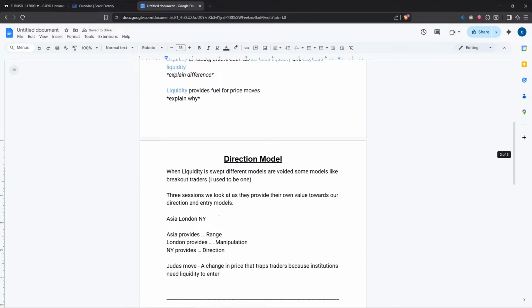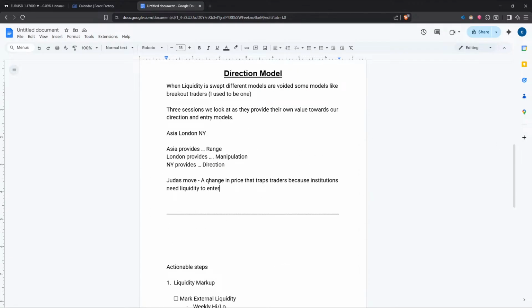But a change in price doesn't mean anything. How would you know if something's a Judas move or not? So, characteristics of a Judas move. Just because it's a change in price and it traps traders, how do I know if this move is the one that's a Judas move? This could be just this type of move, this could be price delivery, this is accepted. How do I know which is which? What makes it a Judas move? Obviously it does this, that's its intention. It traps traders because institutions need liquidity to enter. That is the reason for what it does.